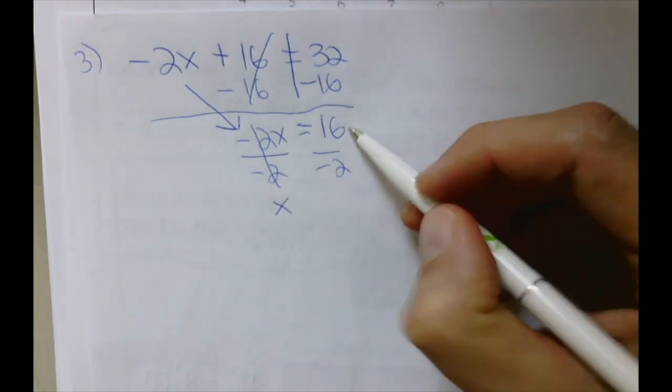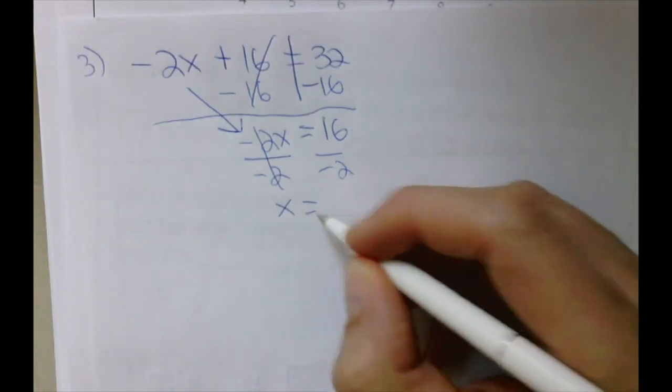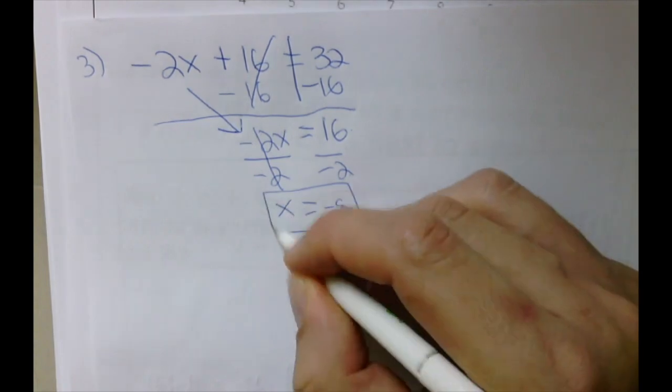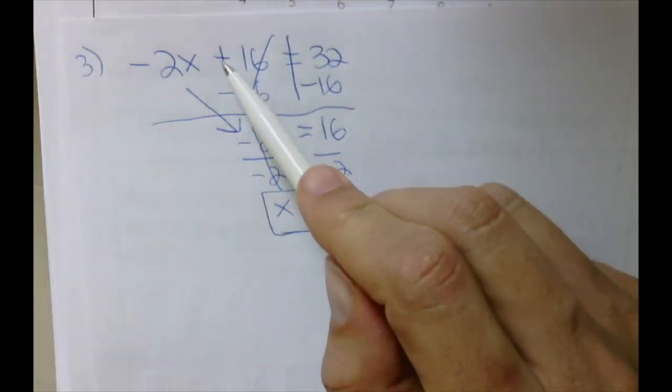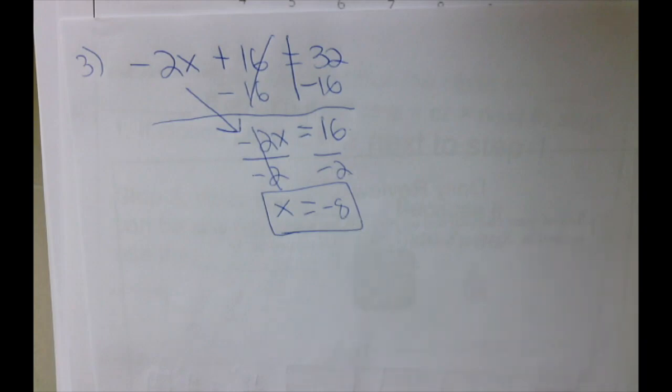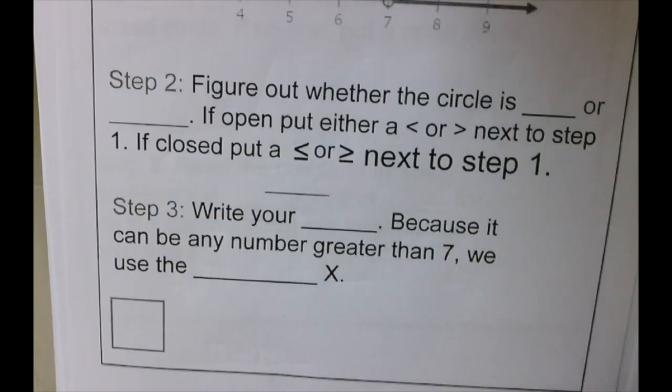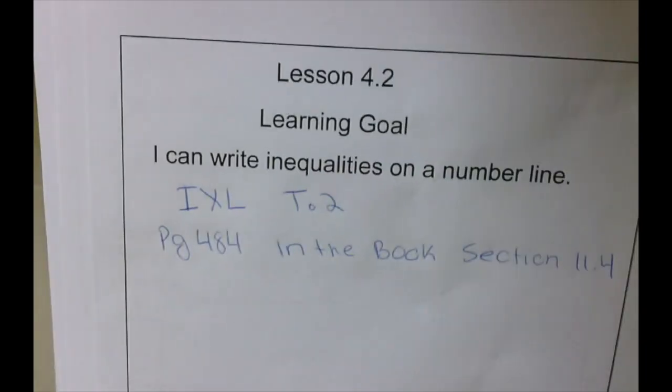Next, I divide 16 by negative 2 to get x is equal to negative 8. You can check your answer by plugging in negative 8 for x. Let's go back to our learning goal. I can write inequalities on a number line.